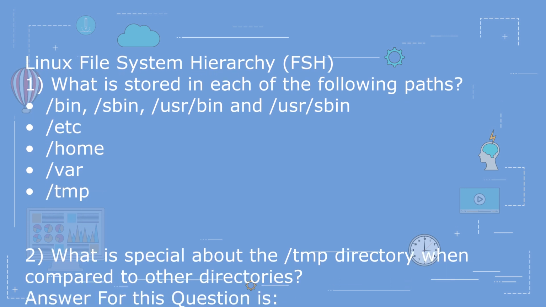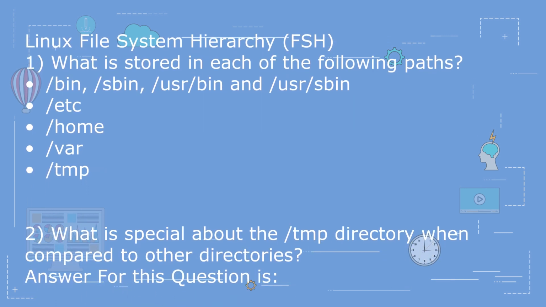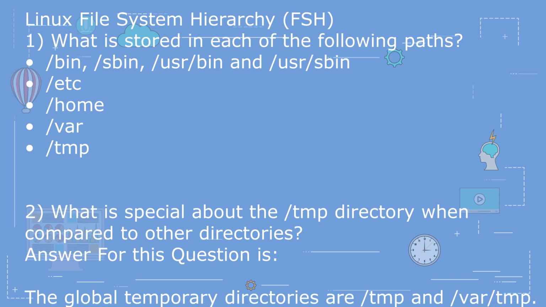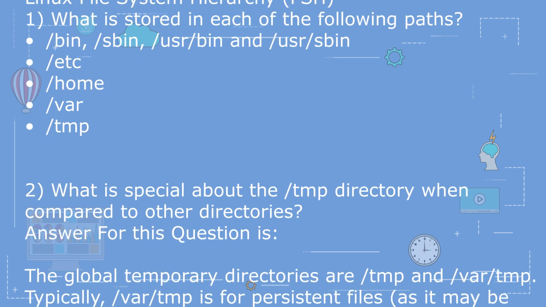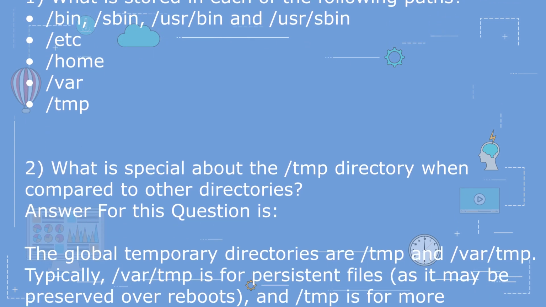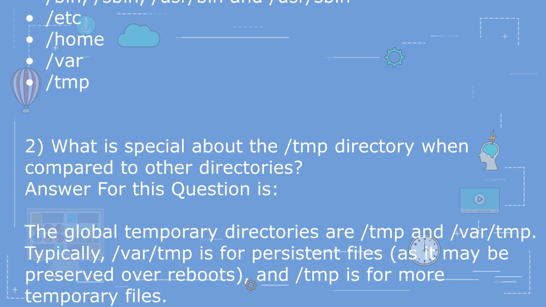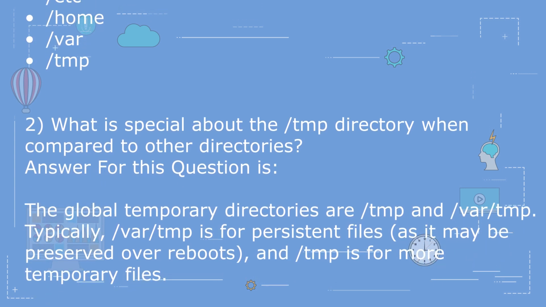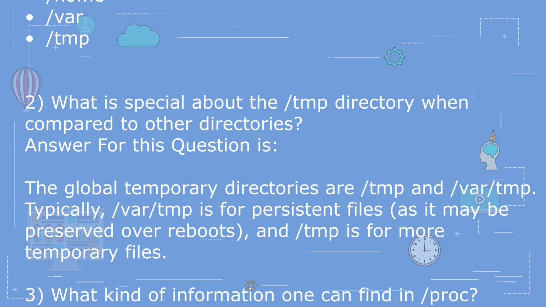Answer for this question is: the global temporary directories are /tmp and /var/tmp. Typically, /var/tmp is for persistent files, as it may be preserved over reboots, and /tmp is for more temporary files.